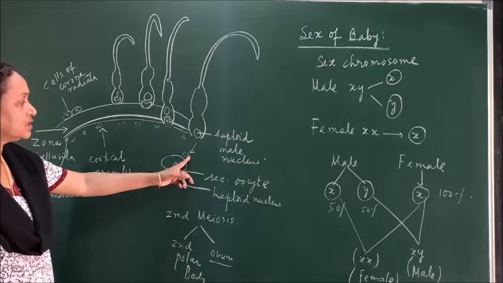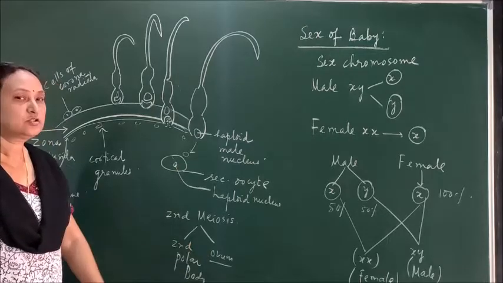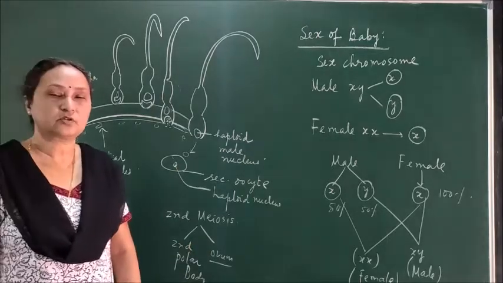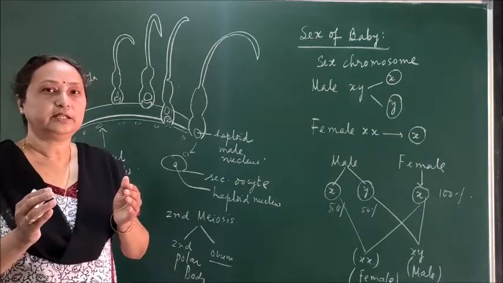And now the haploid nucleus of the male gamete will combine with the haploid nucleus of the female gamete, so that one single cell is produced, which is called the zygote. So this is the way the fertilization process takes place.